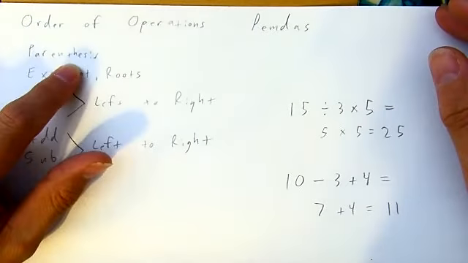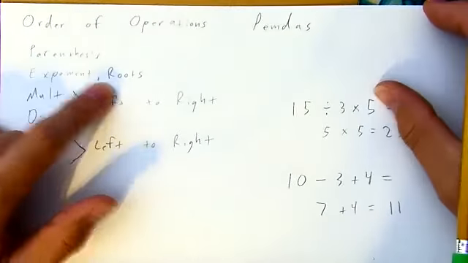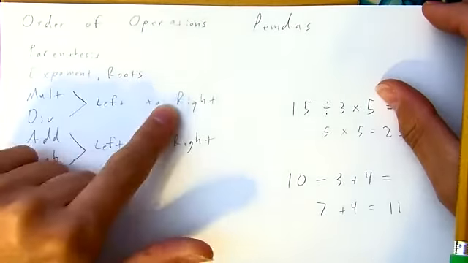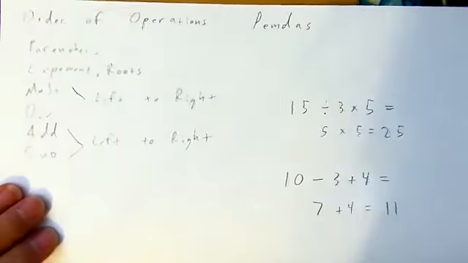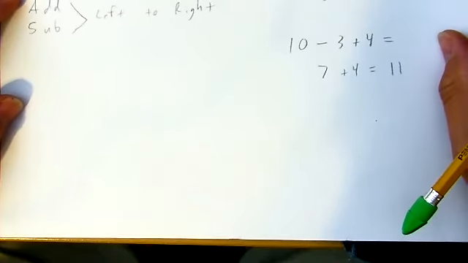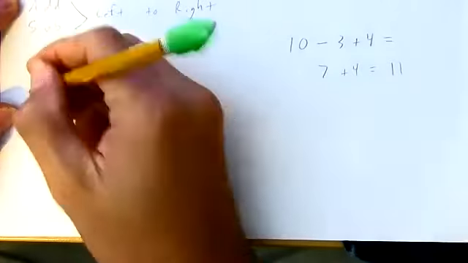So parentheses are always first, then exponents and roots, then multiplying and dividing left to right, and then last adding and subtracting from left to right. So let me just give you one big example of all of those in play at once.